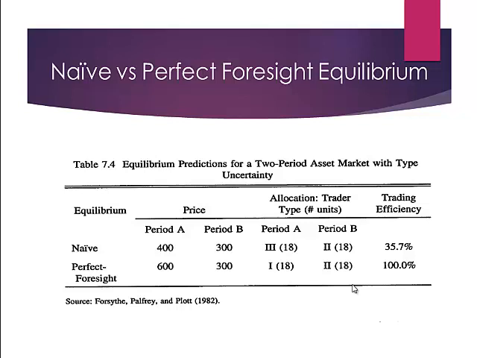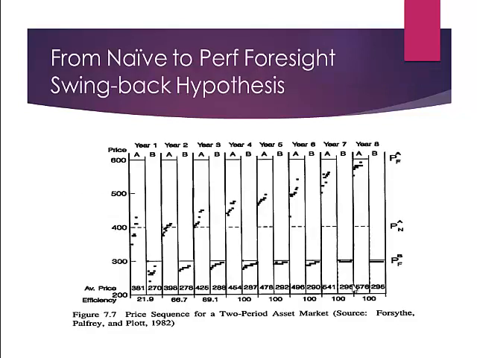Now with perfect foresight, what will happen is that the type 1 trader will buy everything in the first period for 600, because it's worth 300 to them in the first period, and they know that they will be able to sell it for 300 in the next period. So this requires the dissemination of information. So what actually happens when you run this market?